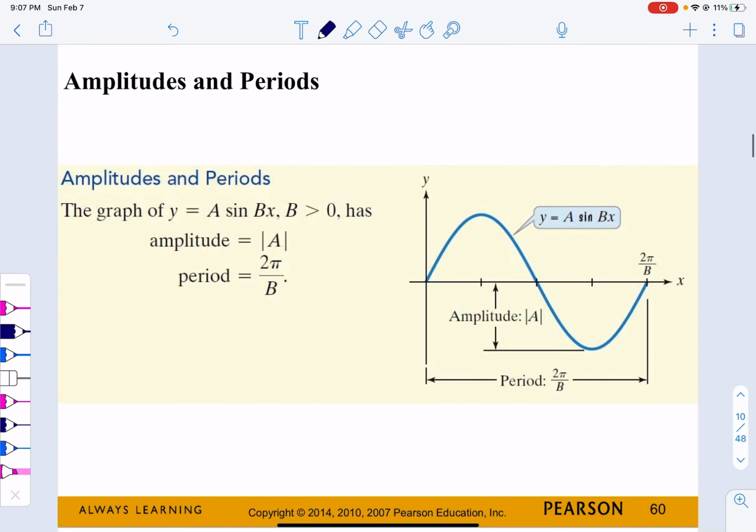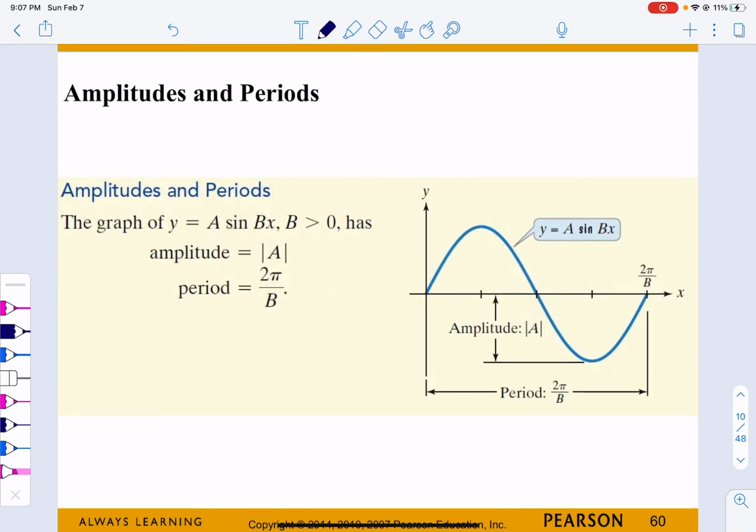So let's talk about our amplitudes and our periods. What happens when we start changing some of that up? It says the graph of y is equal to a sine of bx, where b is greater than 0, has an amplitude of the absolute value of a, and the period is 2 pi over b. The amplitude shows you the distance, how much we're going from our x-axis to the least value and to the greatest value in terms of the height of that sine function.